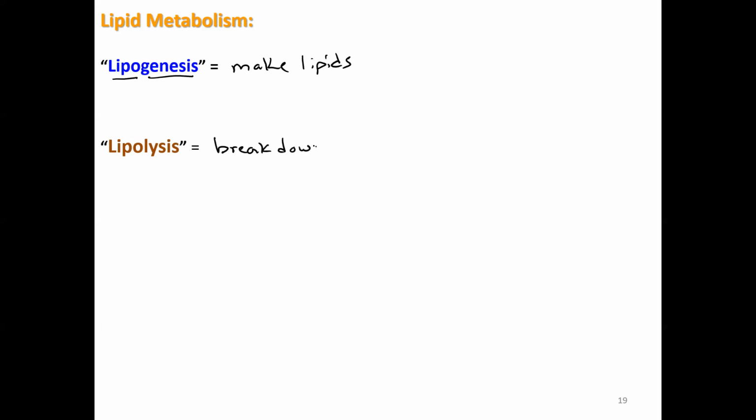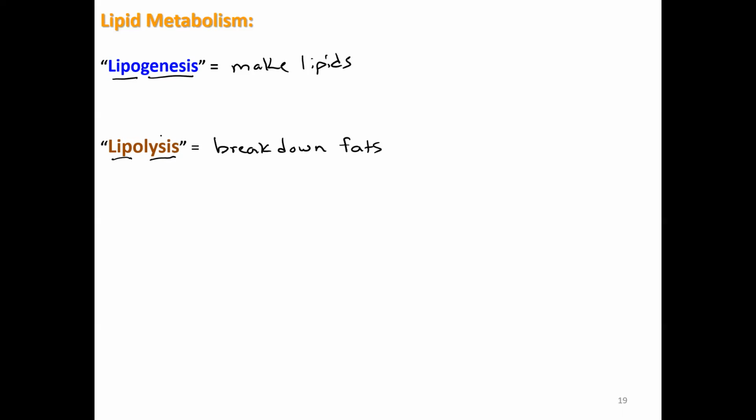So you can either make lipids, which is lipogenesis. Lipo is fat and genesis is to make, so you make lipids. If you have above and beyond the glucose that you need, your body will make fat. And if you need to make energy and you don't have carbohydrates, you break down fats. So lipo and lysis. Lysis means to break apart. If you lyse something, it breaks apart.